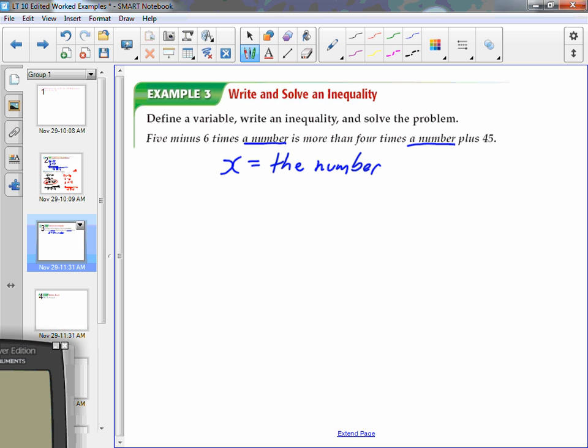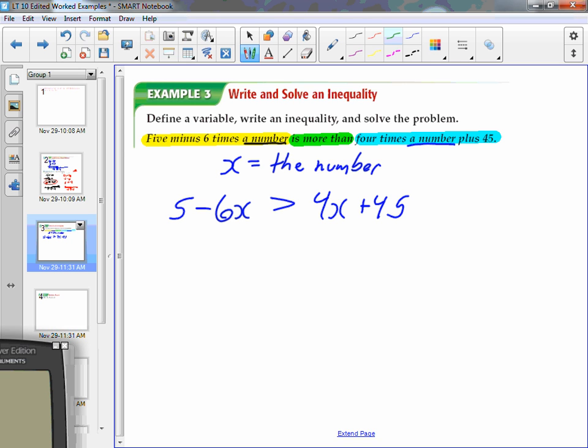Now let's start to say an equation. It's not going to be an equation, it's going to be an inequality. Now let's write an inequality. So let's start back over here. 5 minus 6 times a number. So 5 minus, if our number is x, 6 times x, 6x is more than, would that be greater than or less than? Is greater than, and then 4 times a number plus 45. 4 times x plus 45. Okay? That inequality make sense to you?